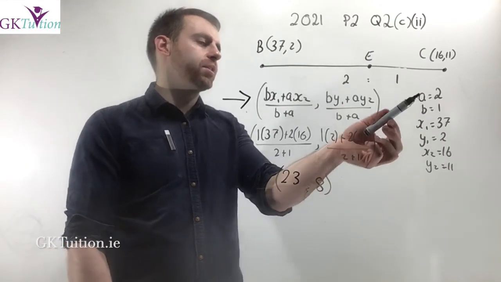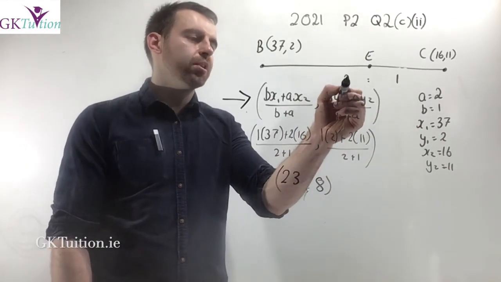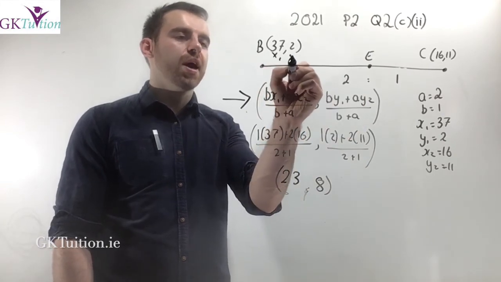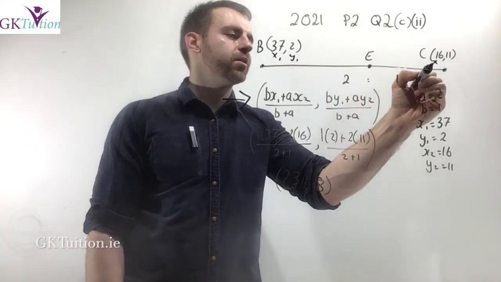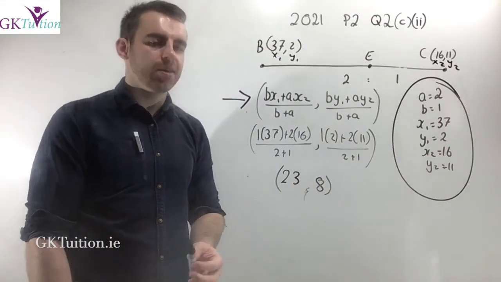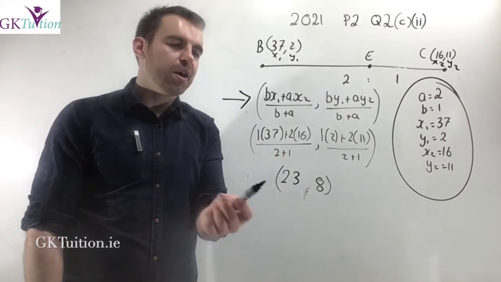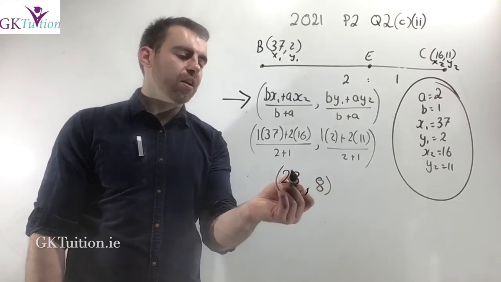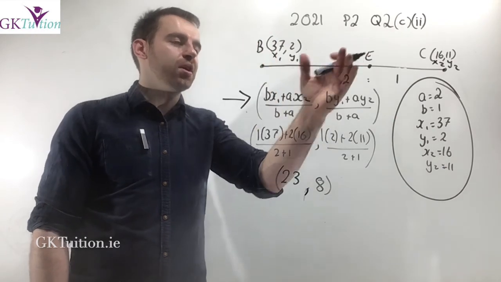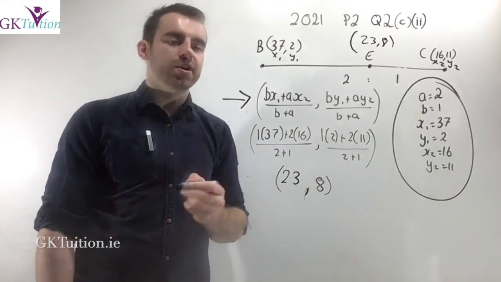I've decided in this case that A is going to be 2 and B is going to be 1. Since I've labelled a 2 as my A, this is my x1, y1, and this will be my x2, y2. So I've subbed in all the values. It's essentially just a fancy midpoint formula. We sub it all in and we get the answer. The point that divides BC in a ratio of 2:1 is 23, 8. So that's the coordinates of the point E.